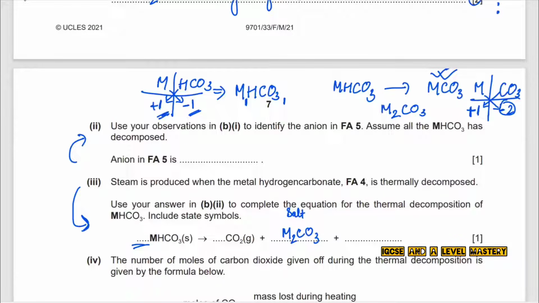Now if you look at the salt, the anion will be the part other than the metal. So the anion over here is CO3 2 minus. So that gives the answer for the second question.